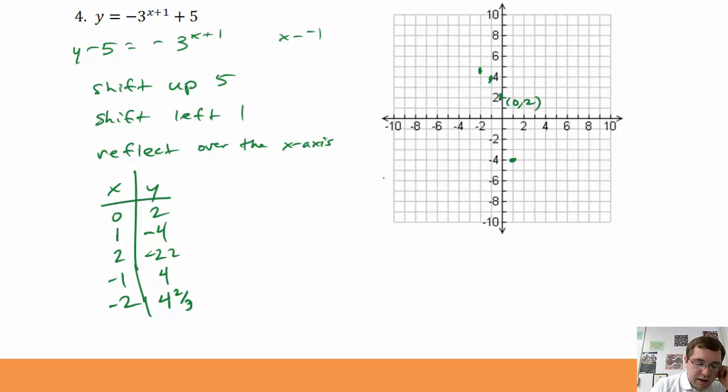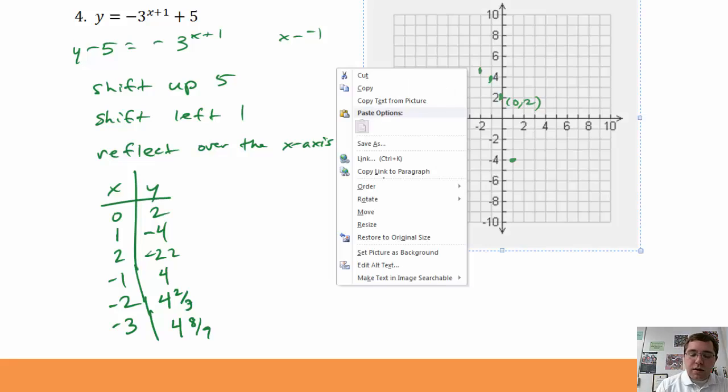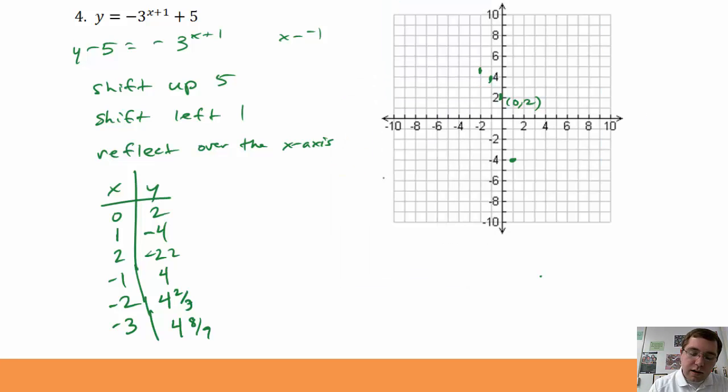Okay, so what happens when x is -3? I'll have -3 plus 1, that's -2. I'll have 3 to the negative 2 power. So that's 1 over 3 squared. That's 1 over 9. So I'll have y minus 5 equals negative 1/9. I add 5 to the other side. I have y equals 4 and 8/9. So this is going to get closer and closer to 5 as x gets more and more negative.